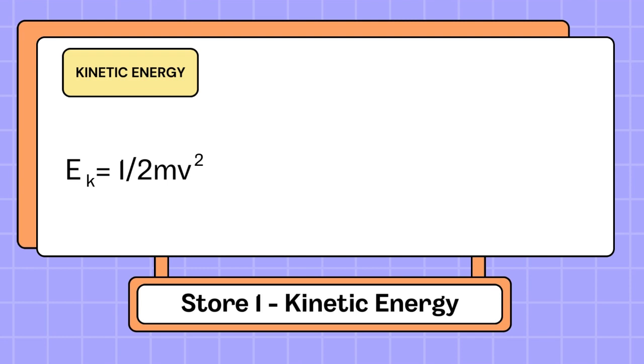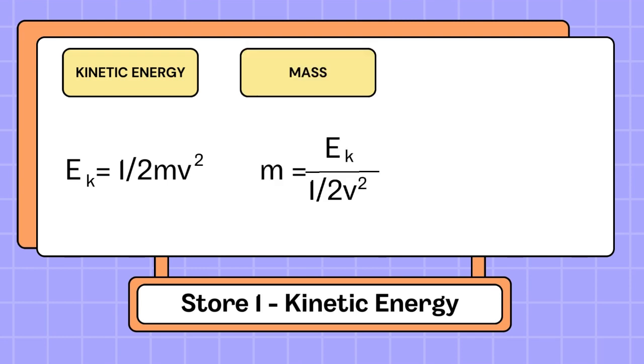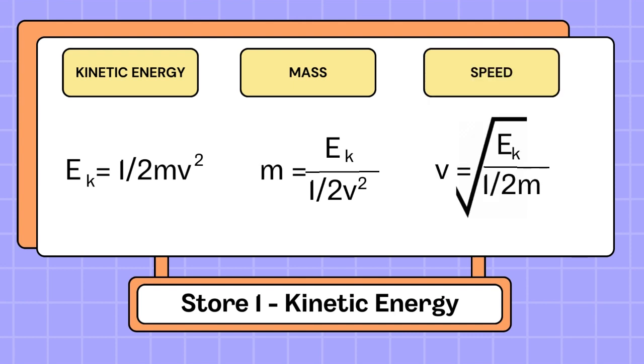We can rearrange the equation to: mass is the kinetic energy divided by half of the velocity squared, and velocity is the square root of the kinetic energy divided by half of the mass.